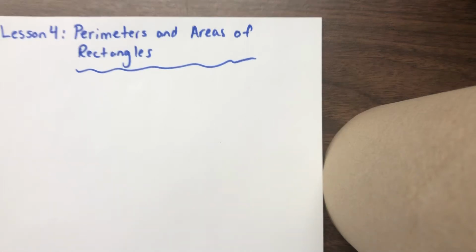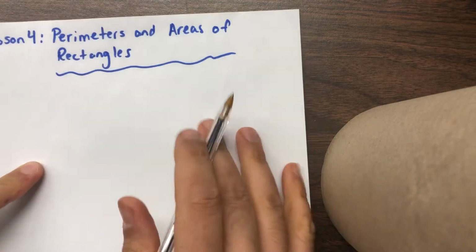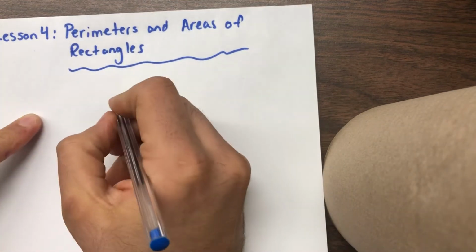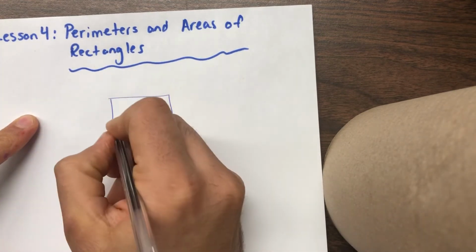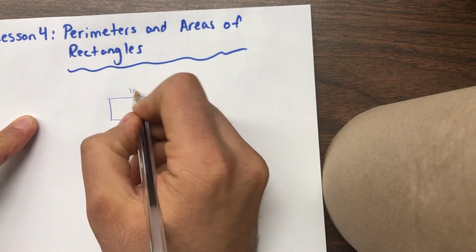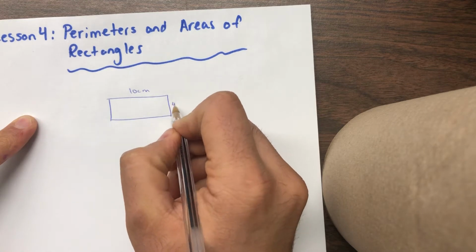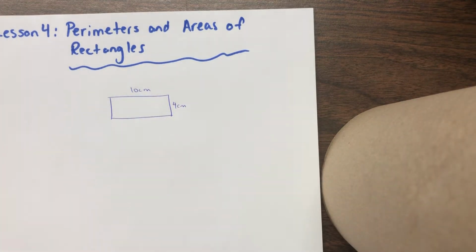All right, so today we'll be working on perimeters and areas of rectangles. In the previous lesson, we strictly talked about perimeters, so I will do a little review about perimeters. I will draw a rectangle, and I could say this is 10 centimeters for an example, and this is 4 centimeters. And I can ask you the question, find the perimeter of this rectangle.